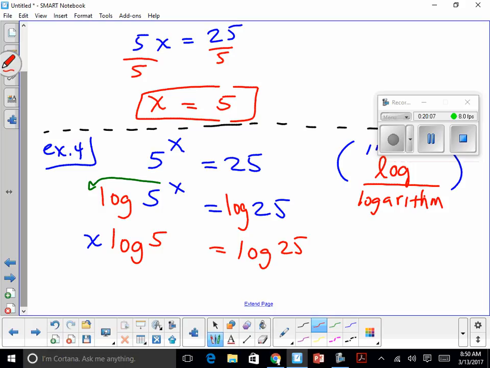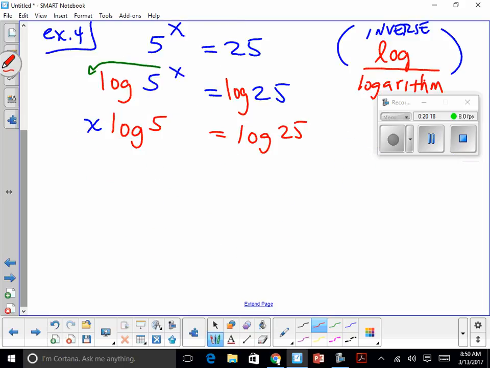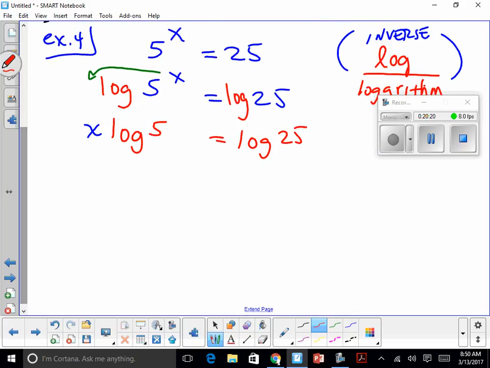Hey, but did we get the answer yet? You have solved an equation once the letter x is alone. So how do I get rid of x times? Ooh, yeah, let's see if someone says this. X times log 5. What's the inverse of multiplying? And division we did at the beginning.